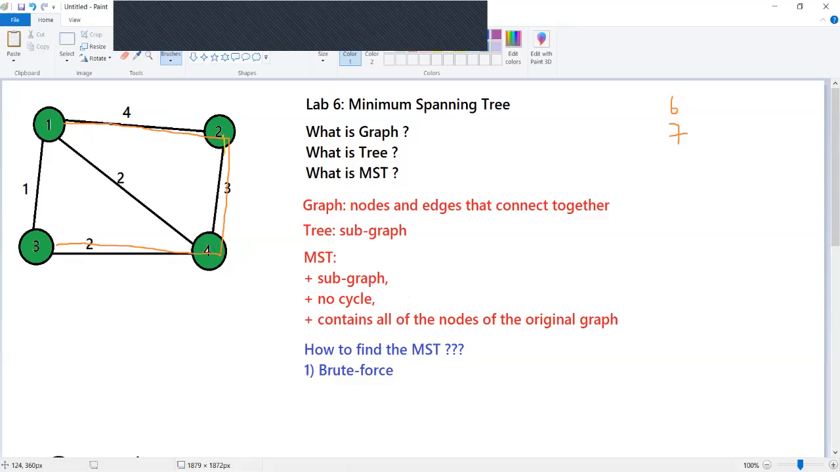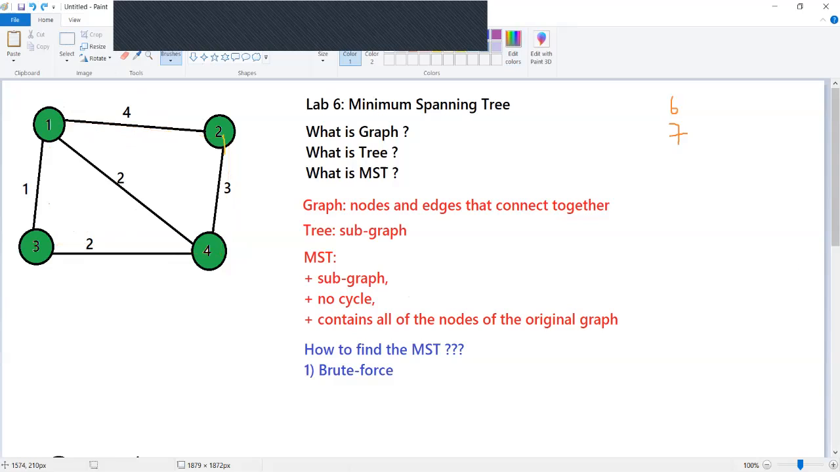Let's try this right here. It's a subgraph, yes. There's no cycle. It only goes one path, and there's no connection between 1 and 3. Does it contain all the nodes? 1, 2, 4, 3. Yes. So let's add up the total weight. It's going to be 4, 3, and 2, so it's going to be 9.